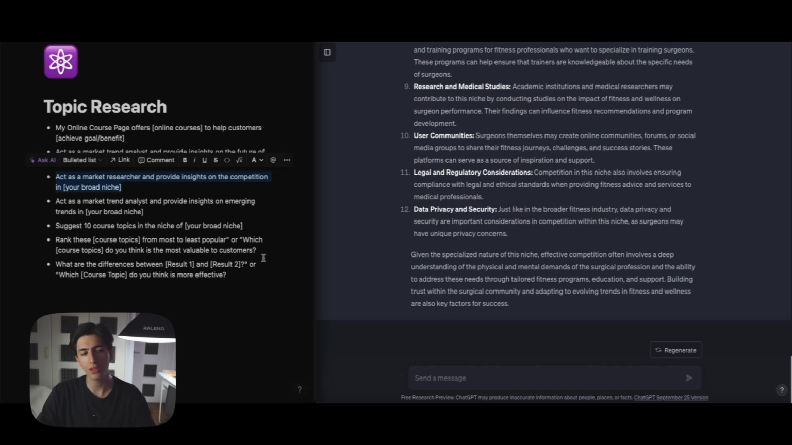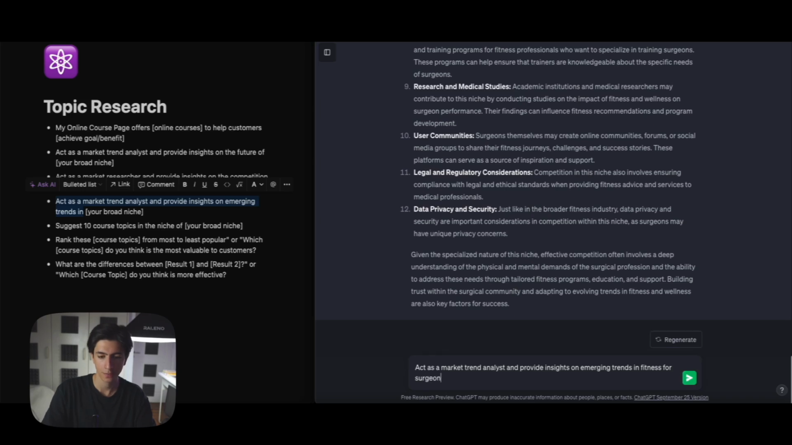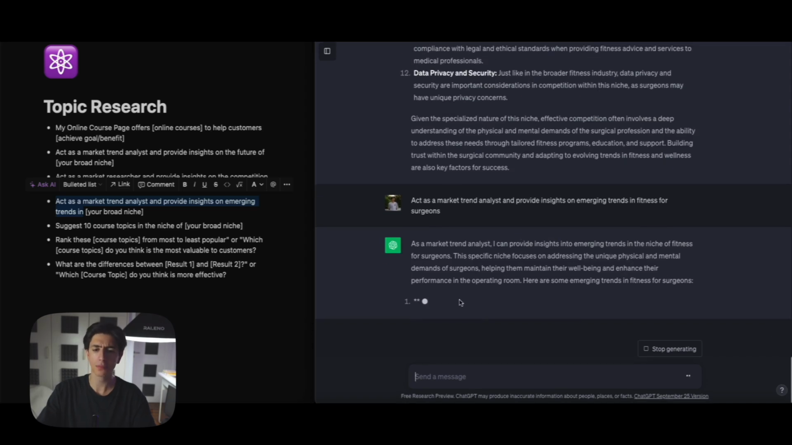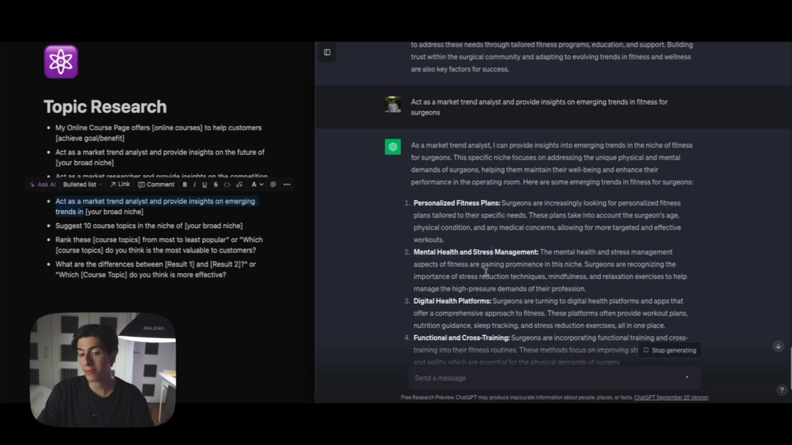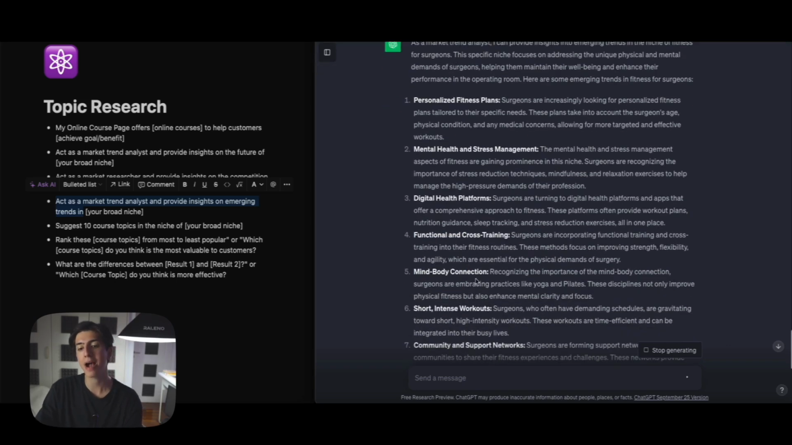We're going to move on with the next prompt. Act as a market trend analyst and provide insights on emerging trends, again, in fitness for surgeons. Okay, so let's see what emerging trends are here. So we got, for example, personalized fitness plans, mental health and stress management, digital health platforms, functional and cross training, right, mind and body connection.